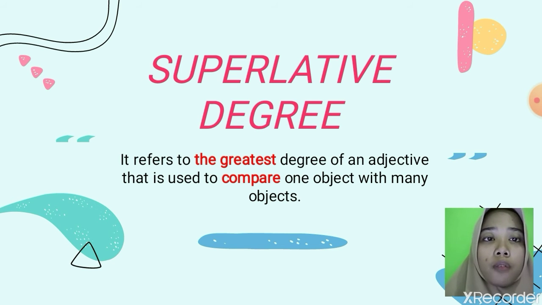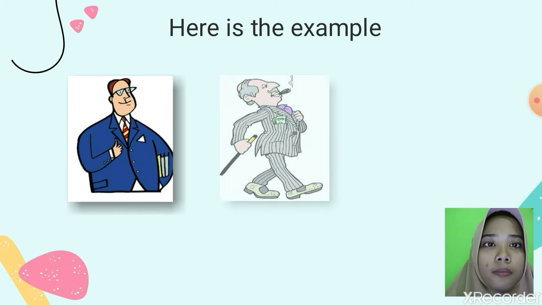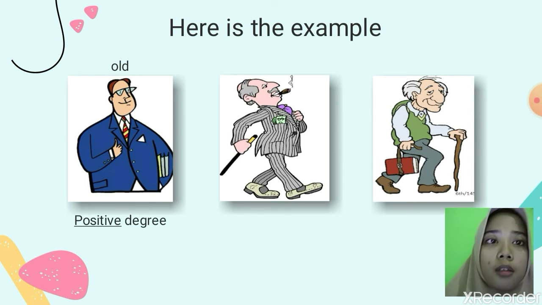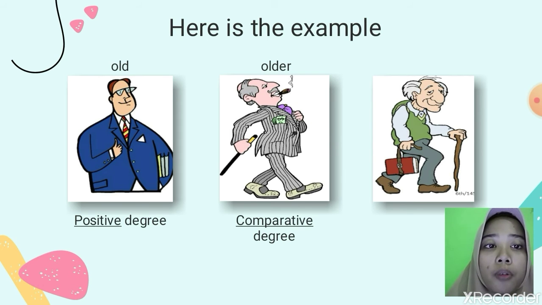So in comparative, one object is only compared with another object, but in the superlative we can compare with many objects. So let's see the example. There are three people here, and for this first one, I would like to say that he is an old man. He is an old male. And old in this context refers to positive degree, and the second picture is older to indicate the comparative degree.